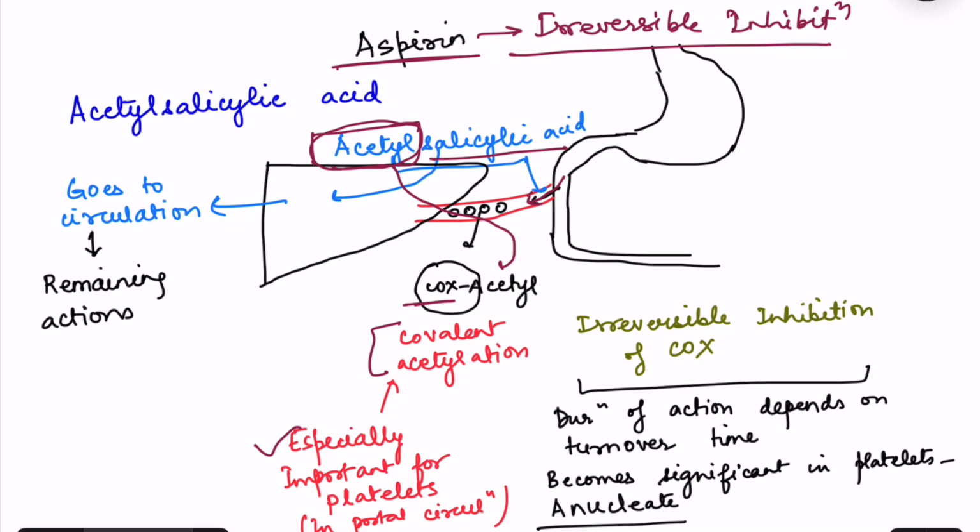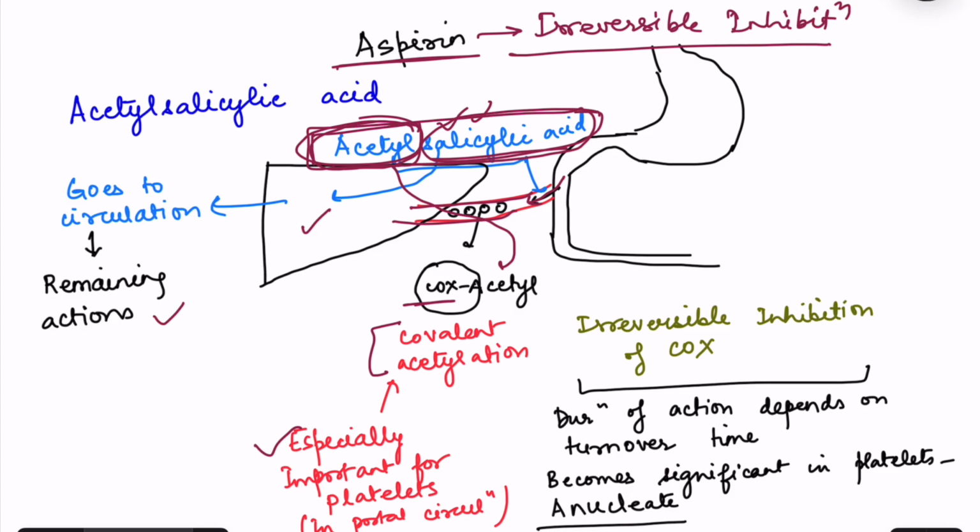But what happens is, as it enters from the portal circulation into the liver, there is deacetylation of this aspirin. So much of the salicylic acid goes into the circulation, and that is important for the remaining actions. But remember that this salicylic acid only causes reversible inhibition. The acetylsalicylic acid, the amount which goes into the circulation, this acetylation of the COX is responsible for irreversible inhibition.